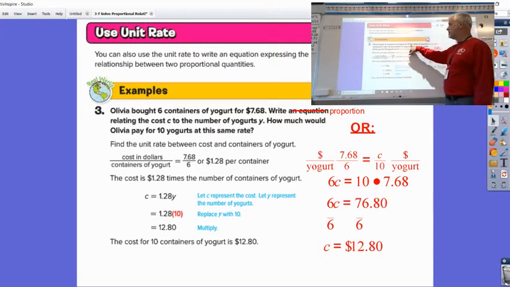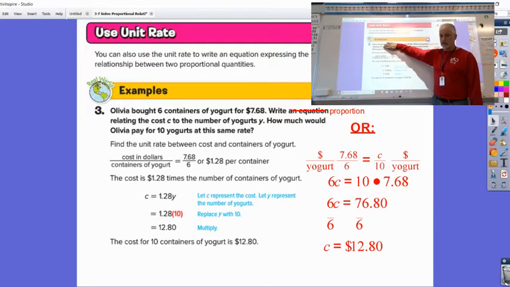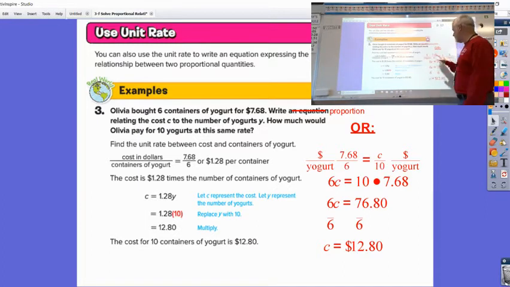Where they say, well, if 6 containers is $7.68, how are you going to find the cost of 10 yogurts? Now, we did these problems in the unit rate part, so it's not really a proportion problem. We could set it up like a proportion problem and get the same answer. And that would be that the price over the number of yogurts equals price over number of yogurts. So you know that $7.68 for 6 yogurts is going to be the same ratio as for 10 yogurts, some number of dollars that I don't know.